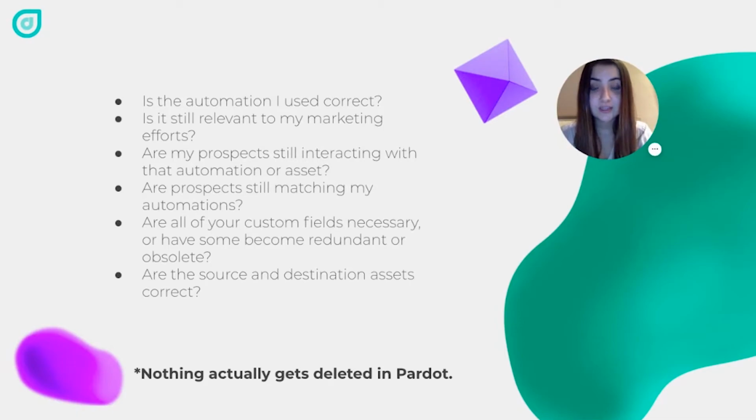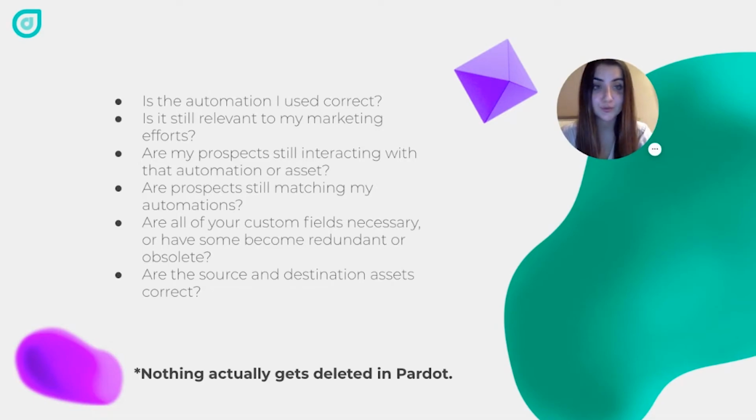The next point is if your prospects are still matching in your automations. You can go into each one of the automations and see the last time a prospect matched. The next point is specific for custom fields, to see if your custom fields are still necessary or if they have become redundant or obsolete. And the last point is to know if the source and destination assets are correct when you create an automation or an automation tool.